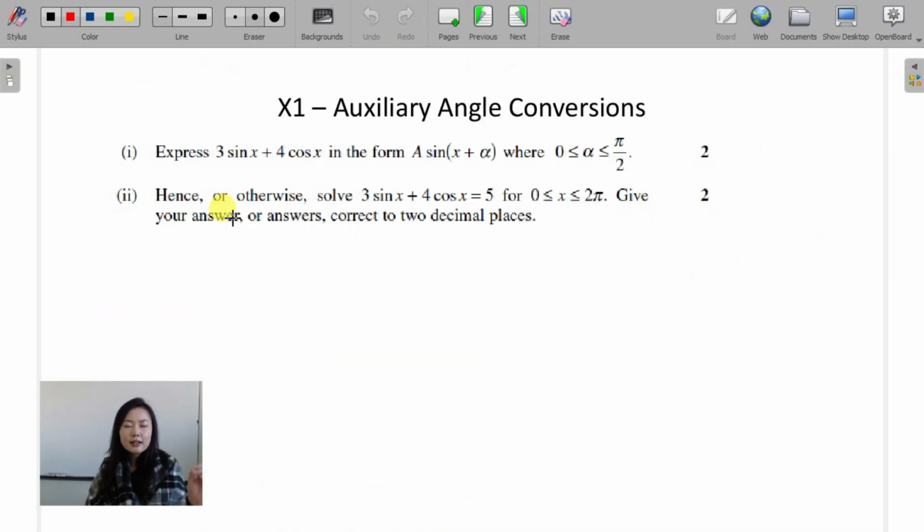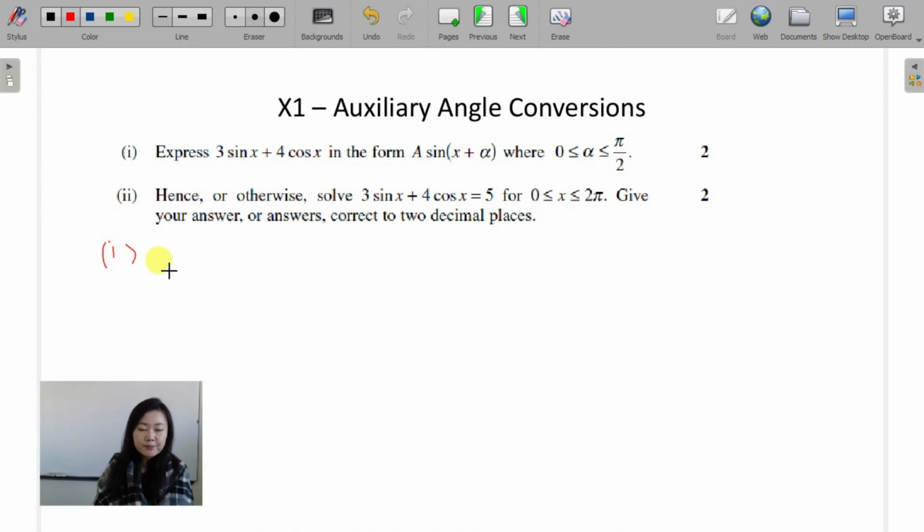Now this one comes up all the time. If you've learned this, it's definitely going to come up. It's in every single HSC I've seen, or most of them, right? So it's the standard auxiliary angle conversion. It has a lot of applications. So let's get into it.